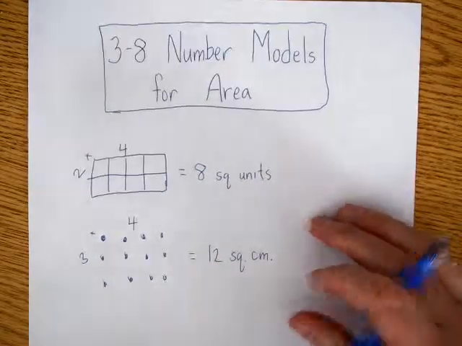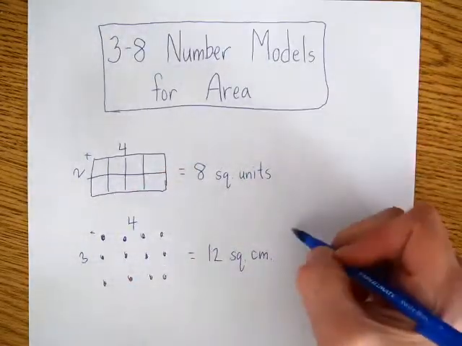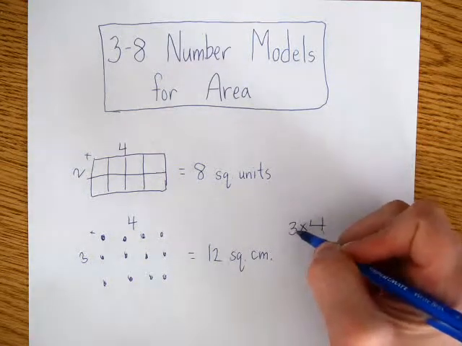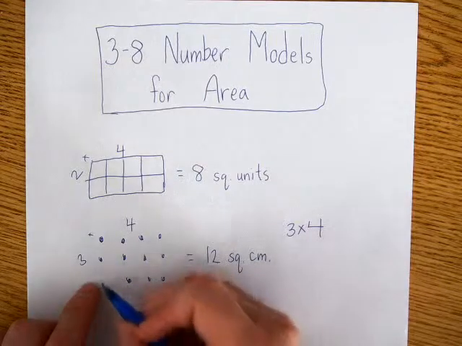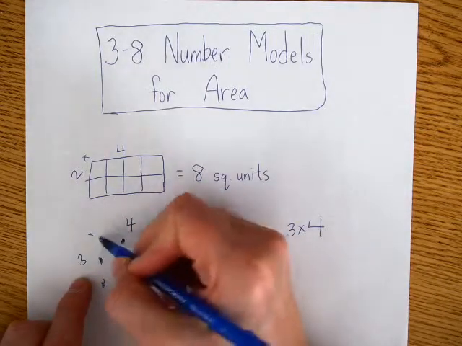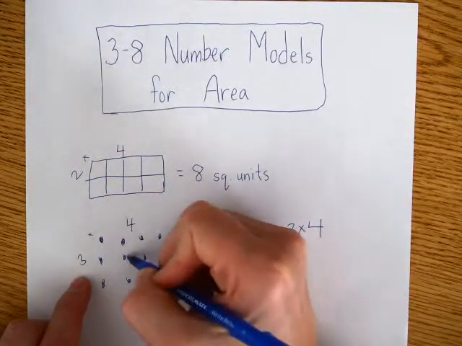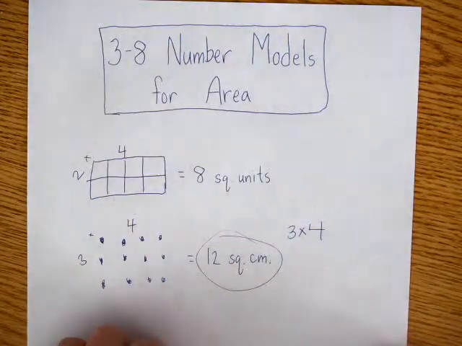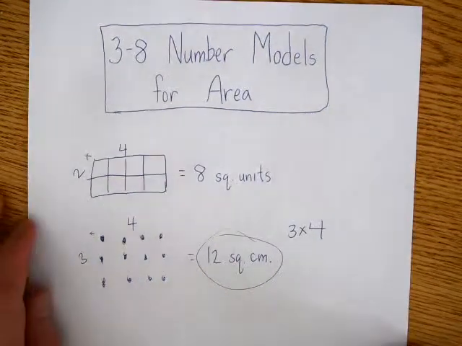And if kids saw a multiplication problem, 3 times 4, we want them to be able to say, oh, okay, well, I can draw an array that's 3 by 4, and then fill that in, and then be able to count the dots and get 12. That's another skill we want.